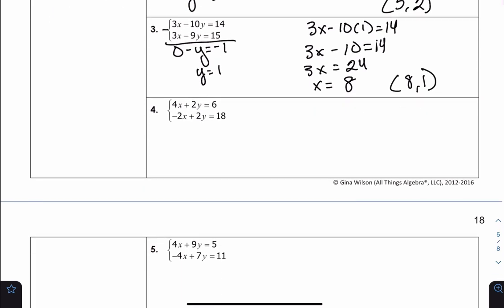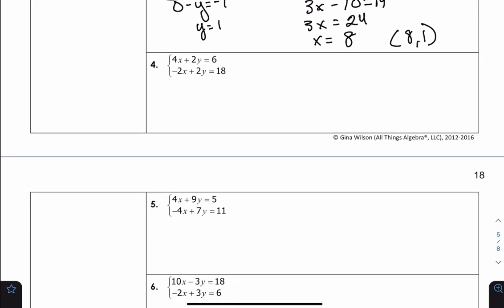Moving on to question 4. We see that this time our y's have the same coefficient of 2. So once again, we can just subtract the equations from one another. So our x's are going to become 6x, our y's are going to cancel out, and our integers on the end become negative 12. 6x equals negative 12 is simply x equals negative 2.